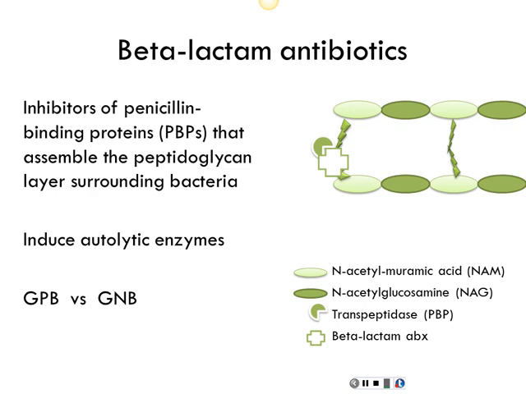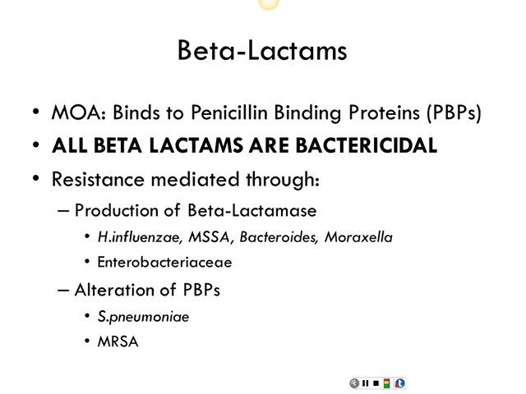Okay, so beta-lactams, we just talked about the mechanism of action. They're binding to penicillin binding proteins. They're all cidal. Resistance is primarily through beta-lactamase production, where enzymes cleave the beta-lactam ring that encodes the antibiotic's activity. We see that mostly in gram-negative pathogens, and then there's alteration of the penicillin binding protein with gram-positive pathogens. So there are two different mechanisms of resistance. With alteration of the penicillin binding protein, usually point mutations on the DNA slightly alter its structure such that the beta-lactam can't bind to the peptidoglycan. It just looks a little bit different.